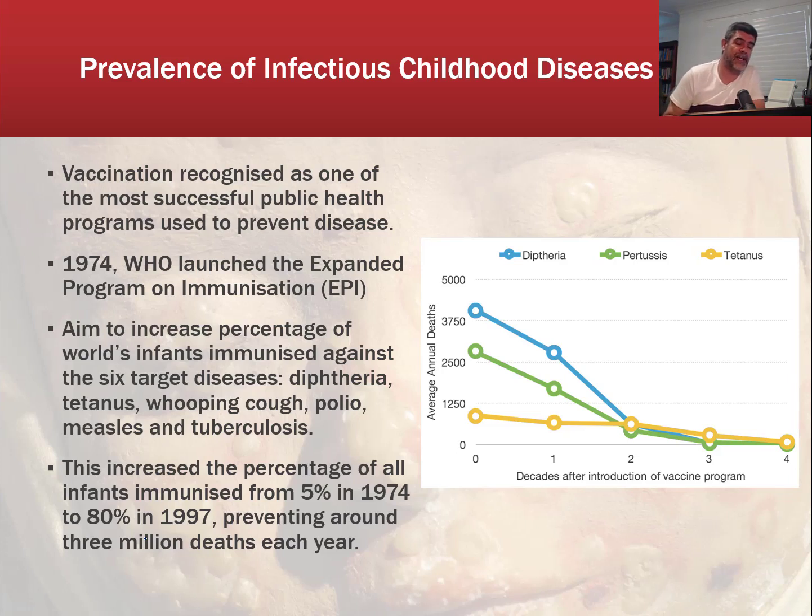One of the key bits of data is that the result of this initiative from the World Health Organization was that from a percentage of 5% in 1974, just a couple of decades later, 23 years later, we increased that percentage to 80% of all infants immunised. And this prevented around about 3 million deaths each year.